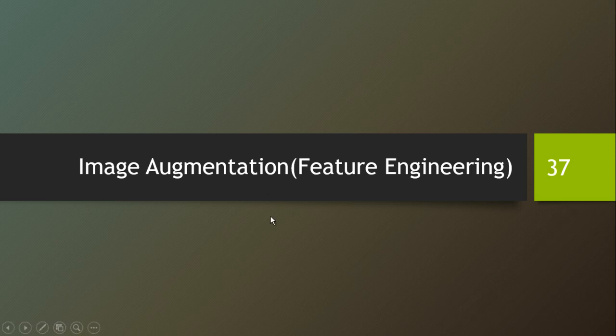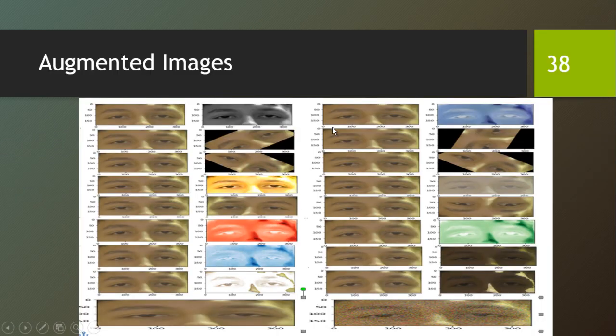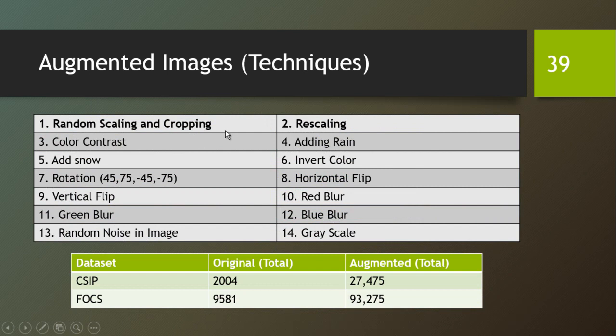ROIs were extracted from the whole-face still images, and then data pre-processing techniques were applied, like random scaling and cropping, scaling, color, contrast, horizontal flip, blur, grayscale, and random noise in the image. After applying this image augmentation, the original images were there, and the dataset was augmented to this number of images.